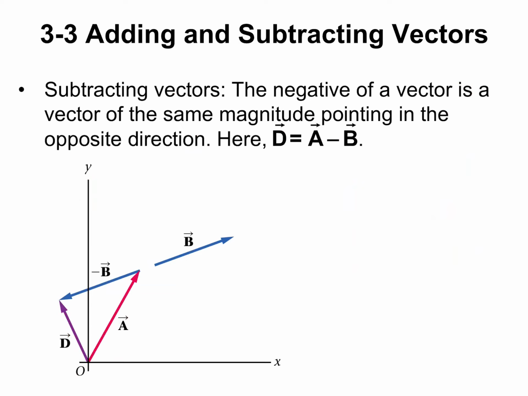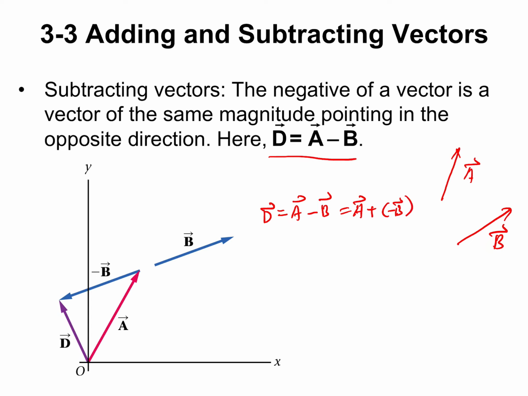Okay, so assume we have two vectors, A and B, and we want to know the subtraction. Here is your A vector, and here is your B vector. We know how to do A plus B, right? So what is A minus B? Well, D equal to A minus B. A minus B is a special case of A plus negative B.